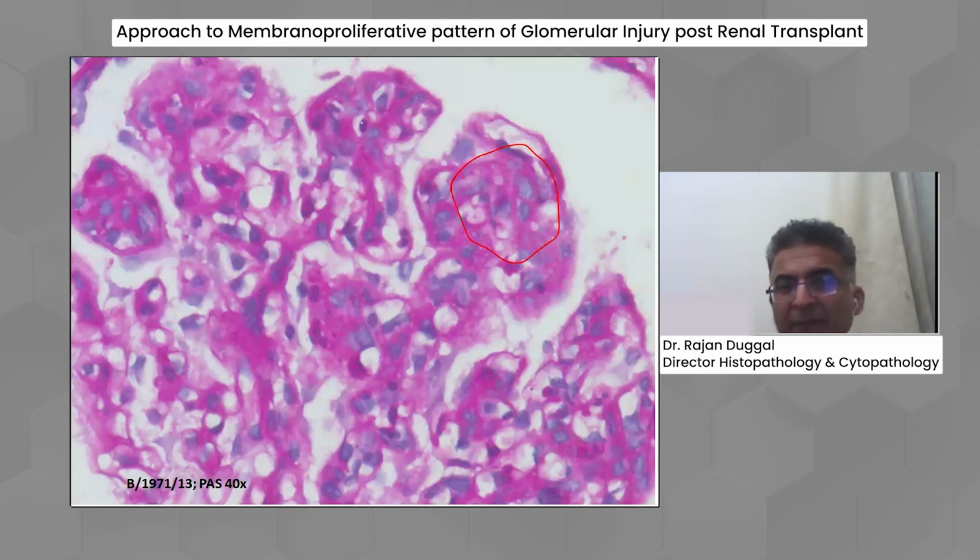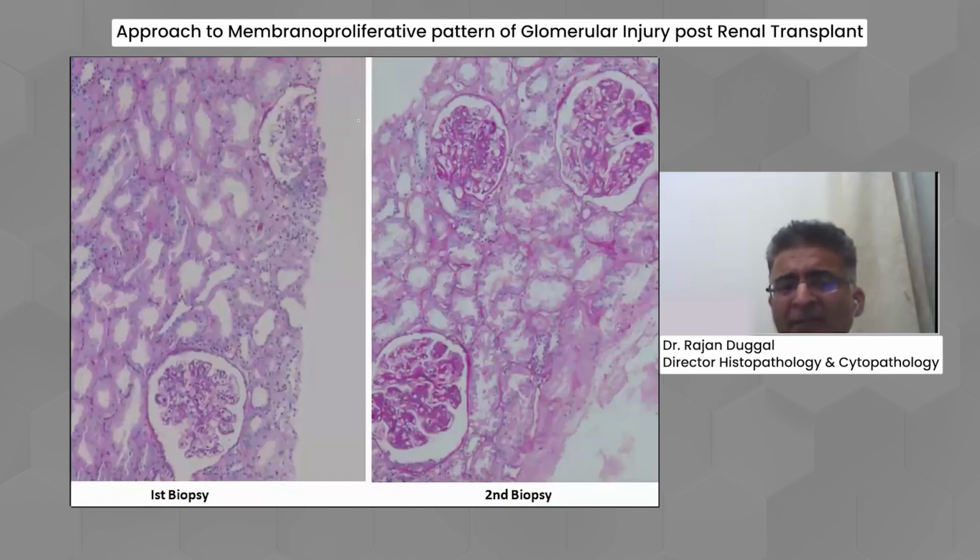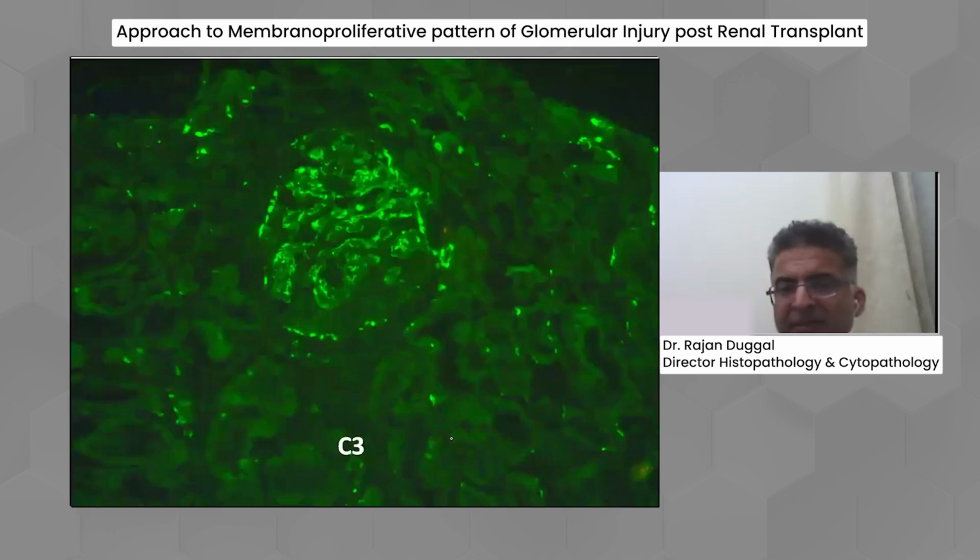You can see lymphocytes. Now you are not seeing neutrophils. You are seeing more lymphocytes because it is now 6 months post transplant. This is just for comparison. The first biopsy was showing more neutrophils, but less of lobular accentuation. The second biopsy is showing more lymphocytes and more of a C3, only isolated C3 deposits were there. This is the second biopsy.